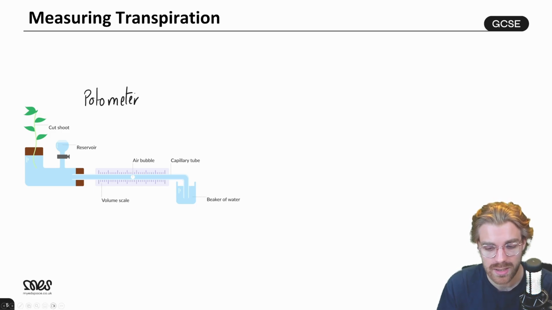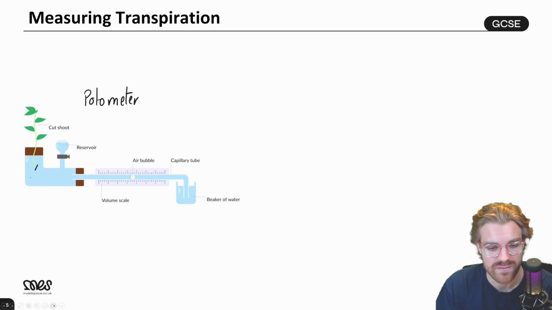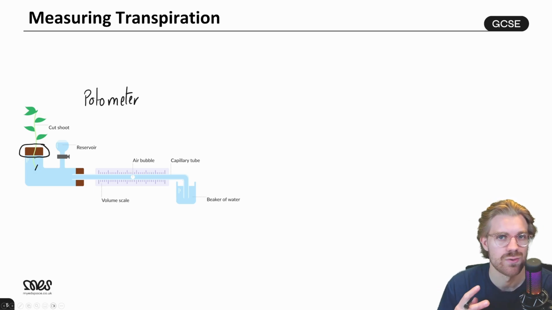Now, a potometer is set up like the diagram below. We have a piece of plant material, a cut shoot. What we're going to do is cut that shoot at an angle, and that's going to increase the surface area. And then we are going to have an airtight seal around the piece of the shoot.